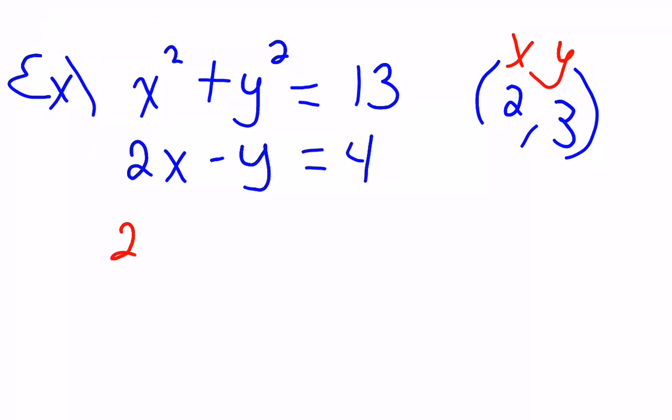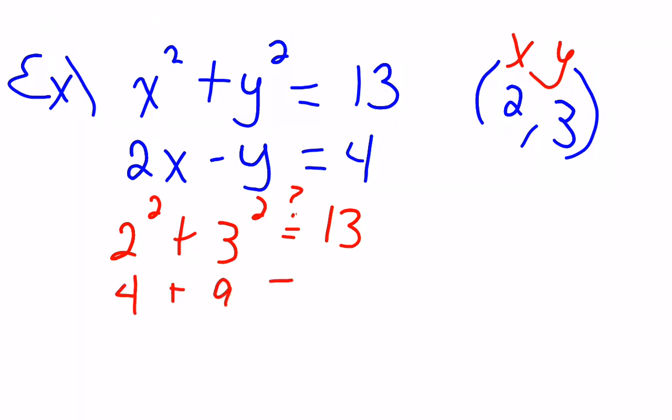So the first one, I'm going to have 2 squared plus 3 squared equals 13. And that's what we're asking ourselves. Does that actually work? So we would have 4. 3 squared is 9. Does that give me 13? 4 plus 9 definitely gives us 13, so that one works. But we have to try the second one as well. We can't just go with one.